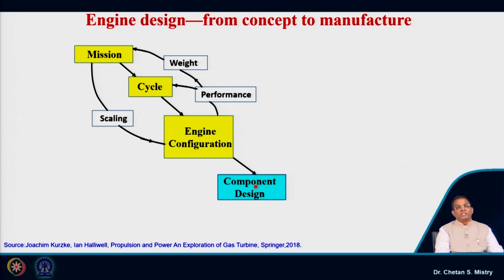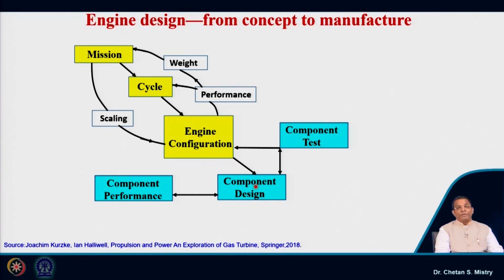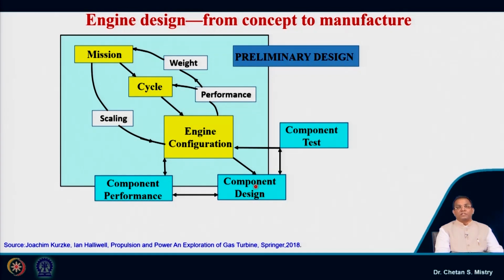After doing all this, we will go with the finalization of my component design, each component of this gas turbine engine. For that, it may require component testing. This component testing we will again assess and put into our engine configuration requirement. We also will evaluate our component performance, and that also we will try to integrate with our engine configuration. All of this that we are discussing is what is called my preliminary design.